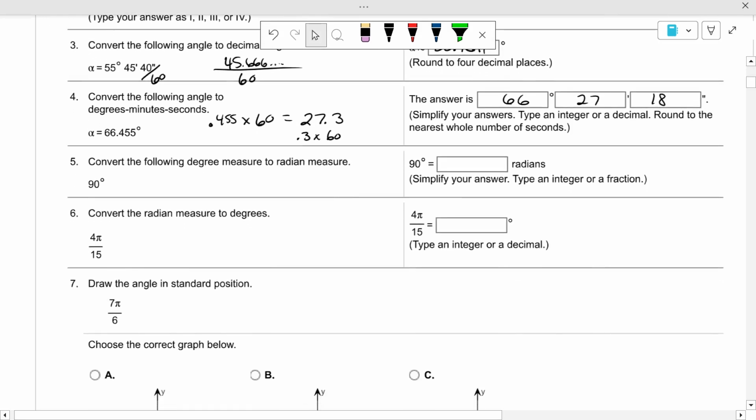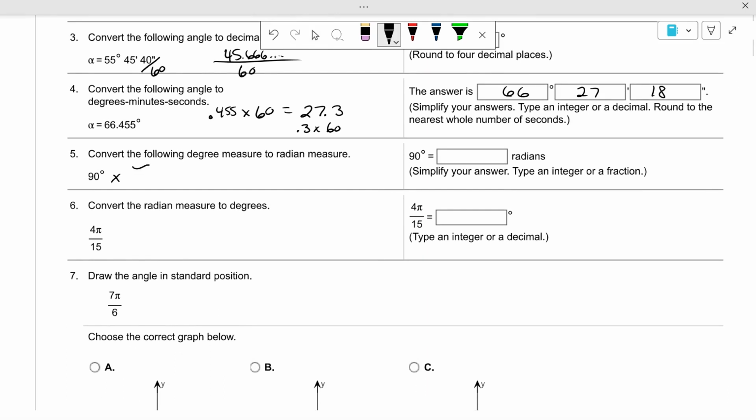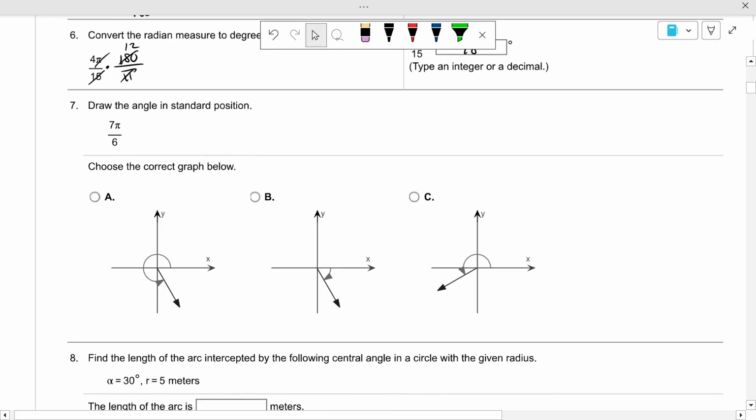Okay, converting to radians. To convert to radians, you multiply by pi over 180, because there's 180 degrees in 1 pi. Okay, so you get pi over 2. 4 pi over 15, converting to degrees, you multiply by 180 over pi. The pi's cancel. 15 goes into 180 12 times, so it should be 48 degrees.